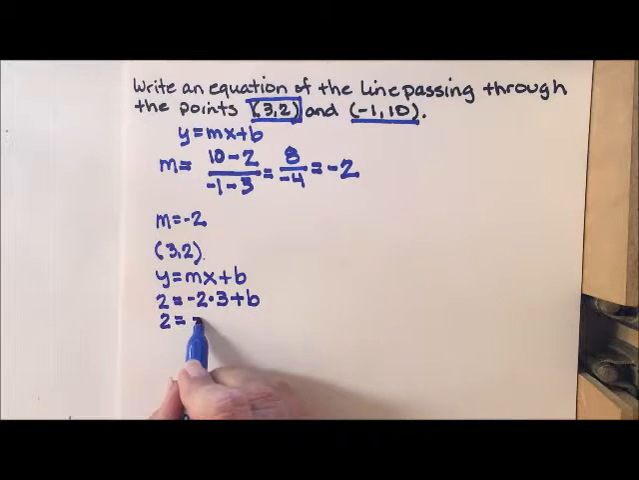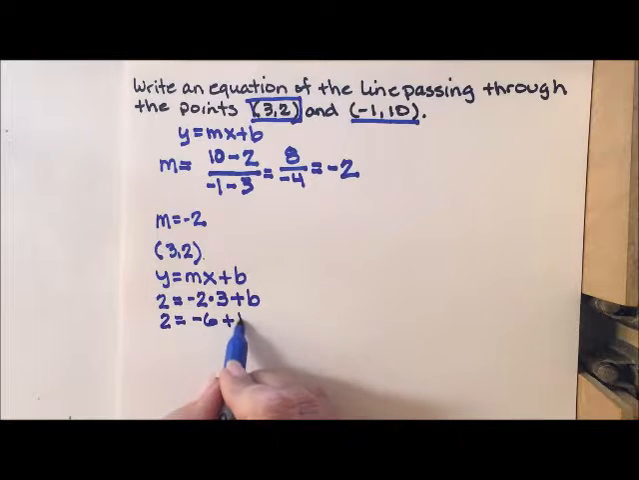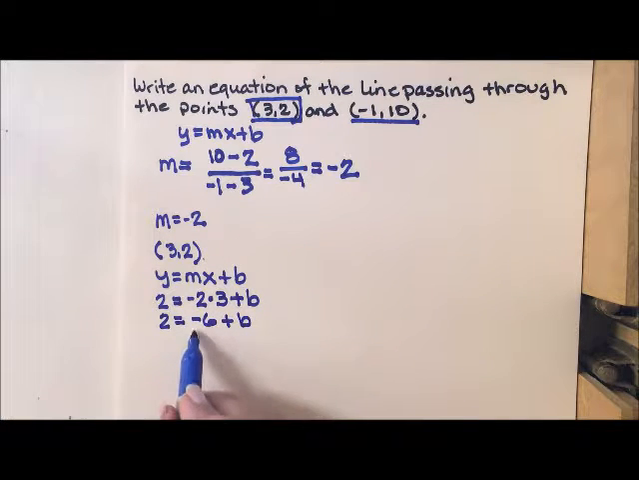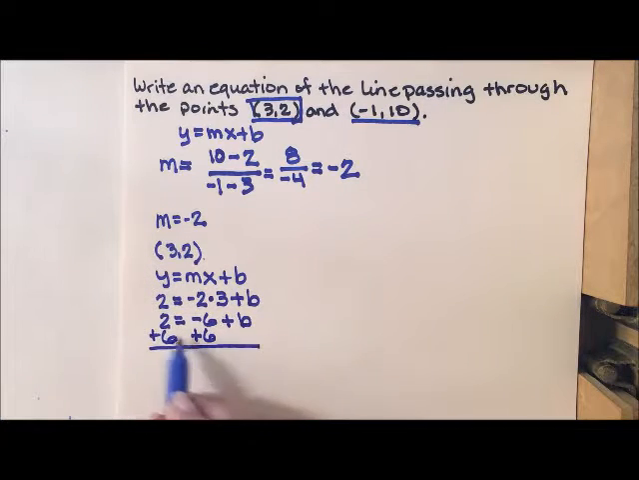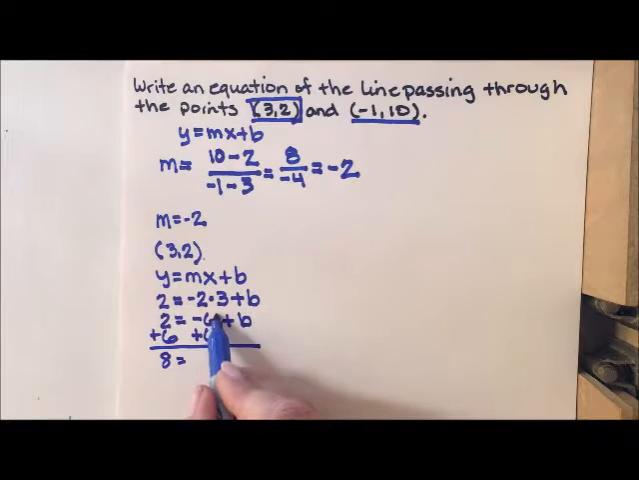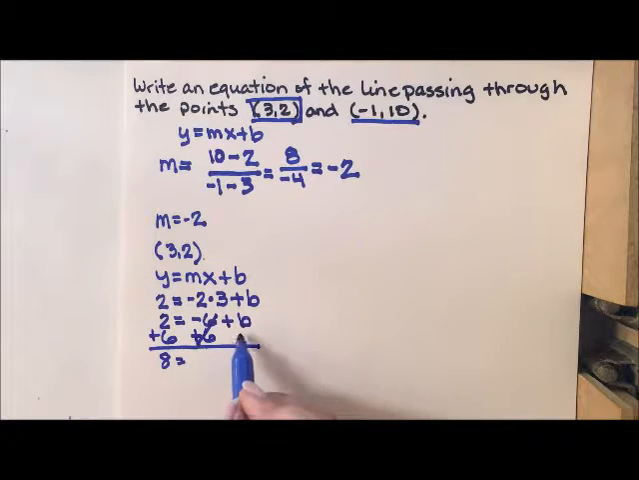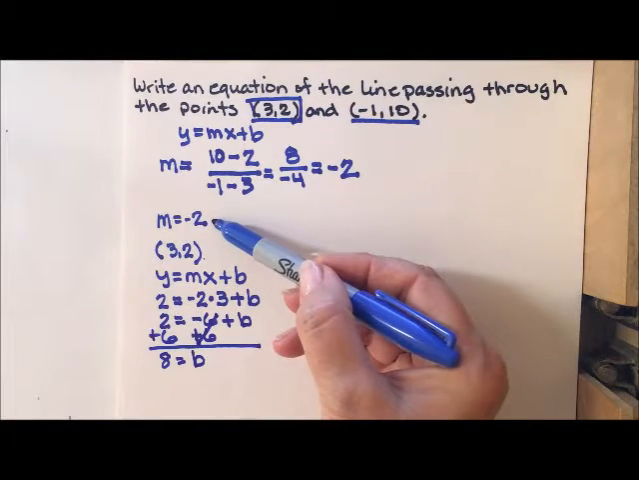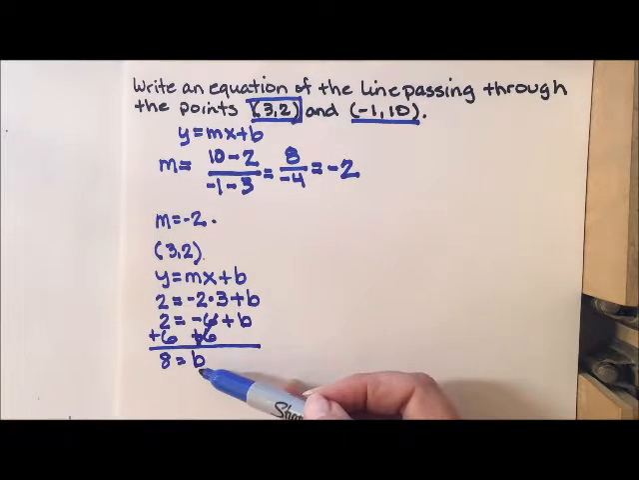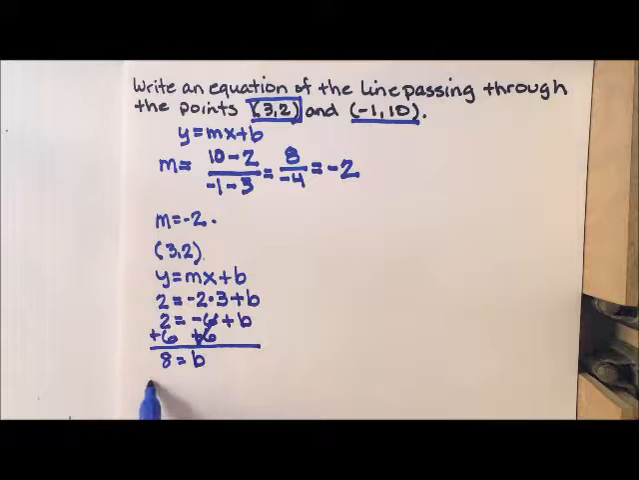-2 times 3 is -6 plus b. To finish up, we'll add 6 to both sides. And here I get 2 plus 6 gives me 8. -6 plus 8 plus 6 is 0. And that leaves me with b. So now I know I have m equals -2 and b equals 8. I can now write my equation, y equals -2x plus 8.